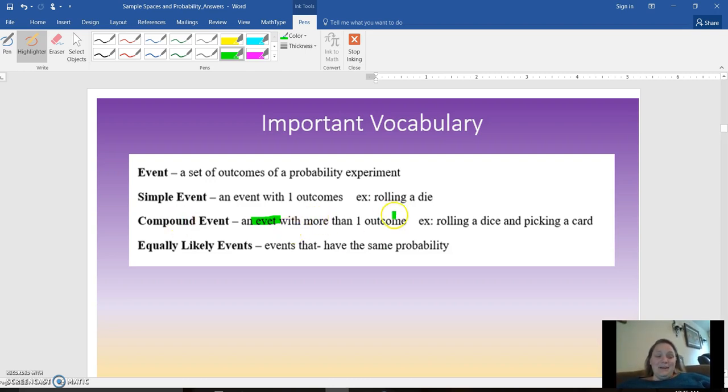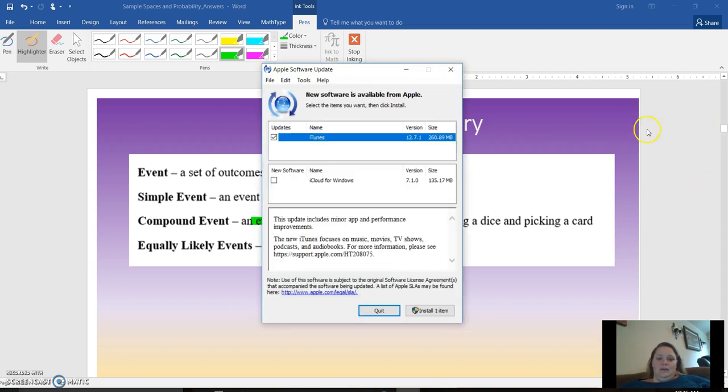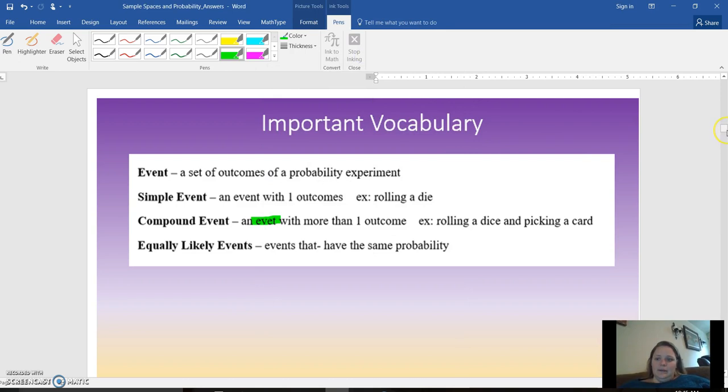Okay, a compound event is something with more than one outcome. So you roll a die and you pick a card, or you get an appetizer and an entree. And then equally likely events are things that are the same. So you have a 50% chance on a coin to get a tail, and maybe the rain is 50% today. So those are equally likely. Totally unrelated, but equally likely.